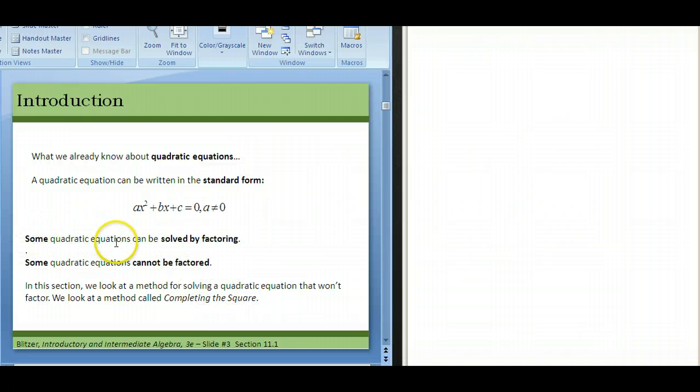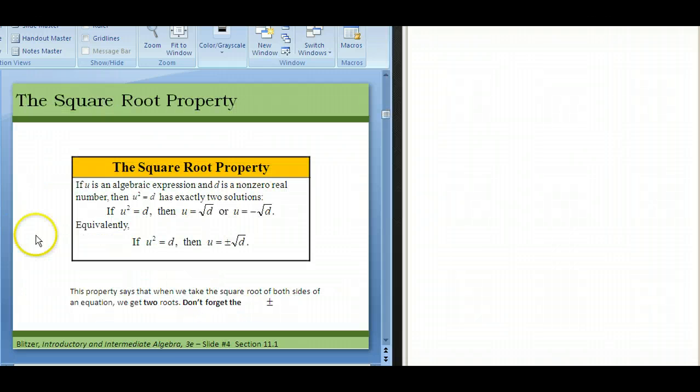So let's first remind ourselves of a technique we need for completing the square: the square root property. The square root property is an operation that allows us to use the relationship between squaring and square rooting. If we know an expression squared is equal to some number d, where u can be an expression written in terms of x, then u is equal to the square root of d or negative square root of d.